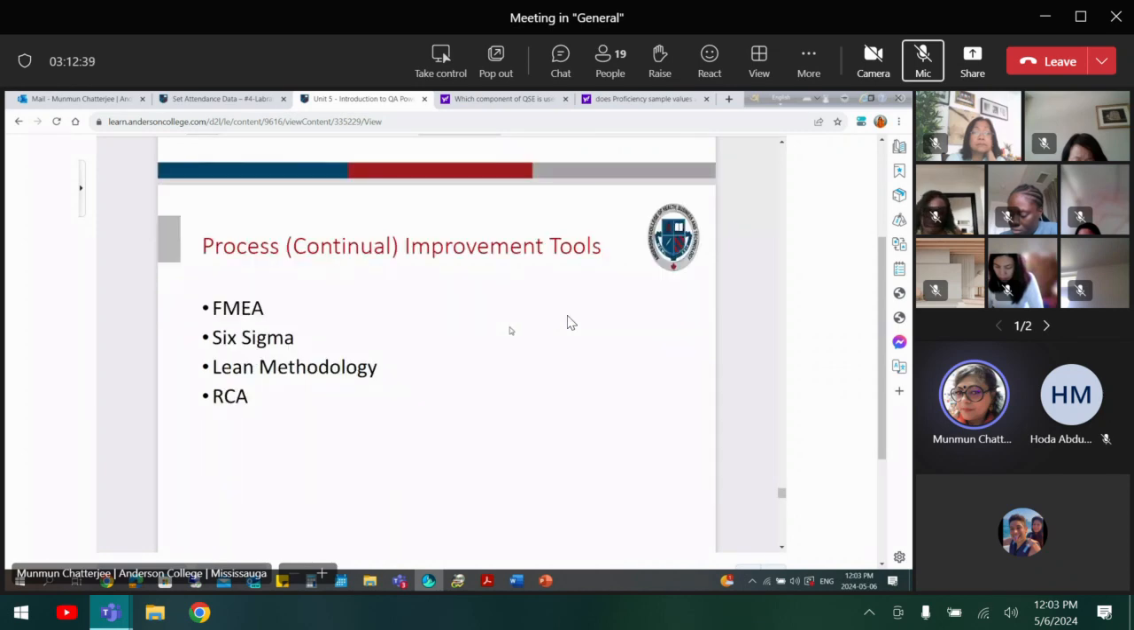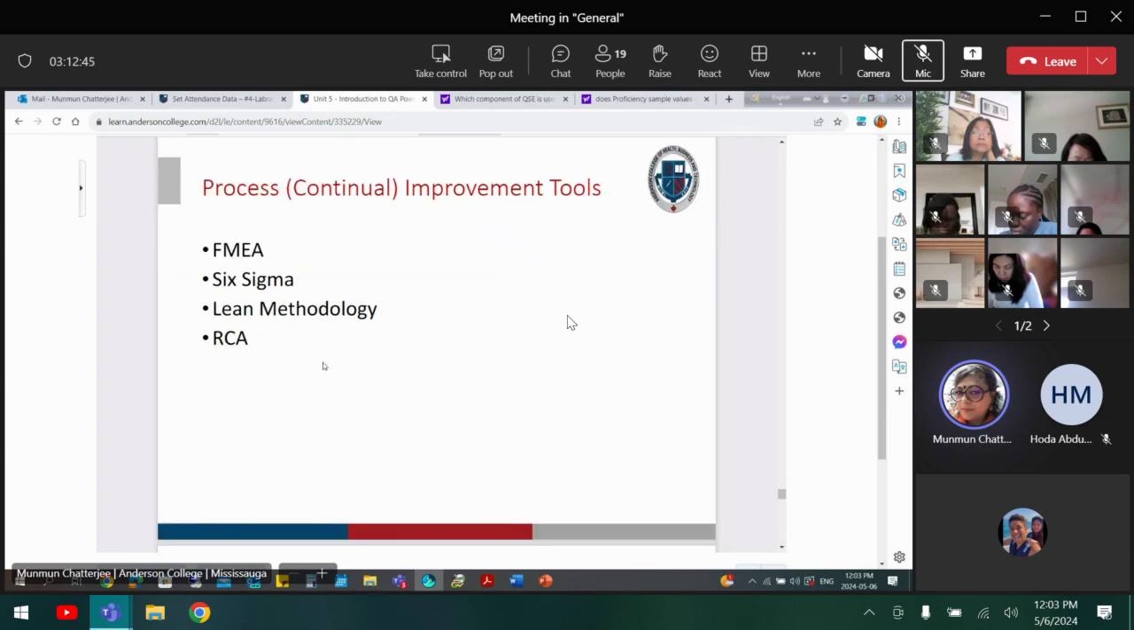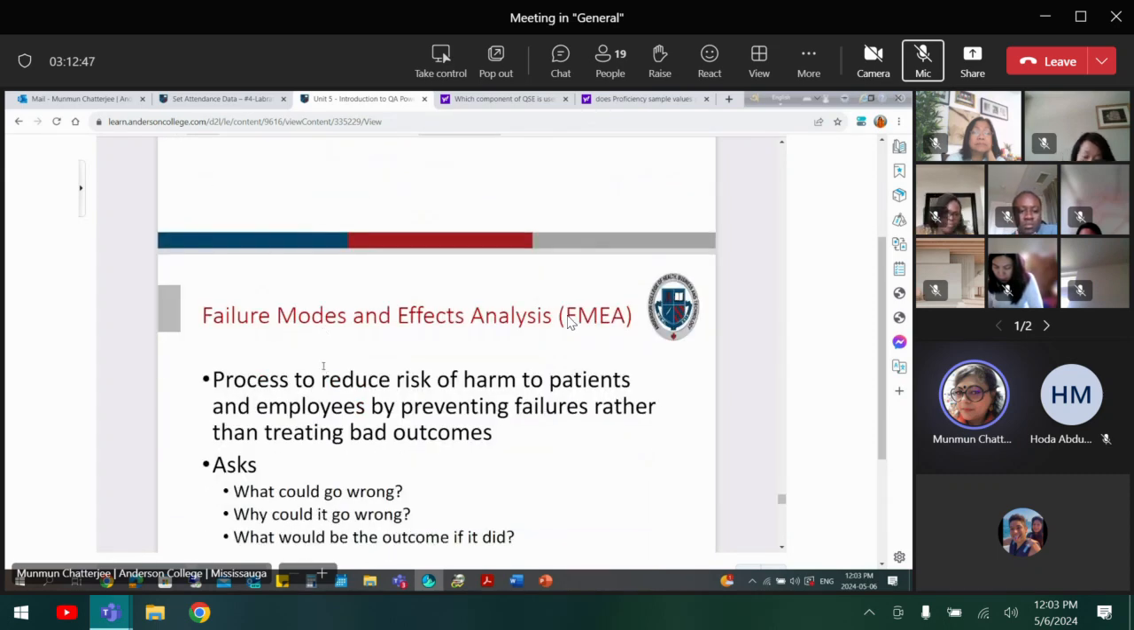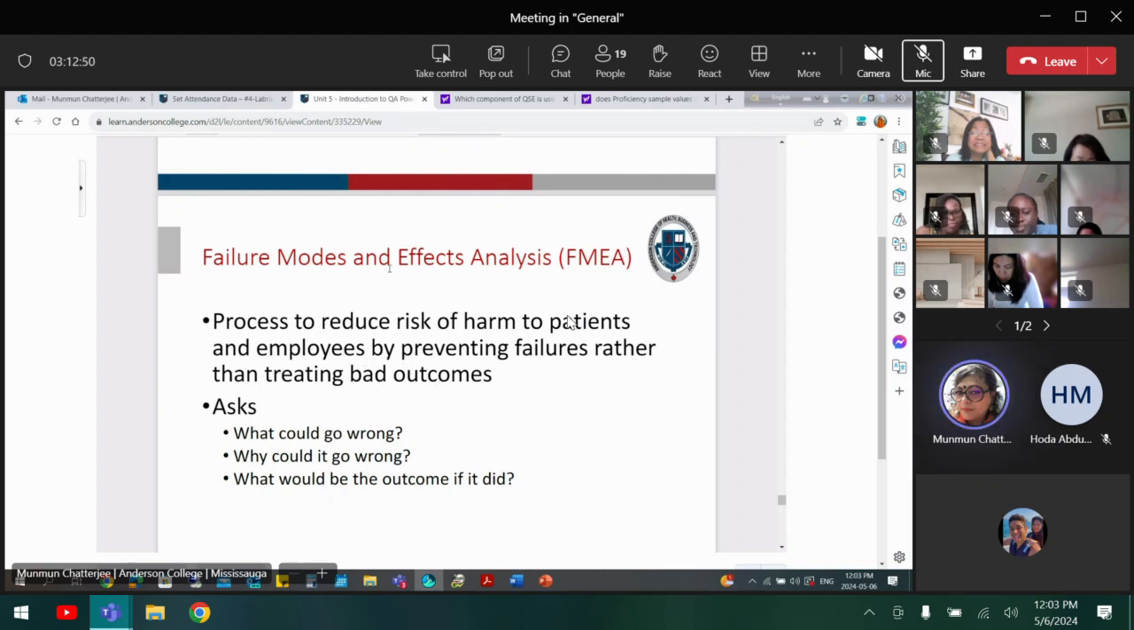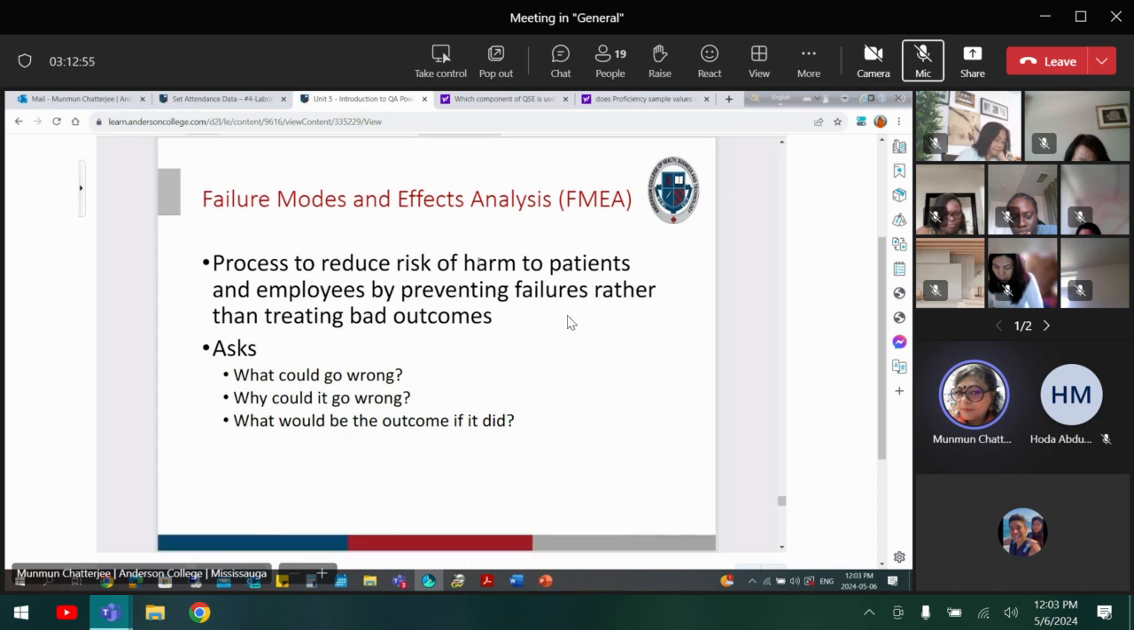Process improvement tools. I told you there are a couple of things: FMEA, Six Sigma, lean methodology, RCA. I hate all those things, but we have to learn it. Failure Modes and Effects Analysis, FMEA, is a process to reduce risk of harm to patients and employees by preventing failures rather than treating bad outcomes. What could go wrong? Why would it go wrong? And what would be the outcome of it? So that there will be no harm for the patient or for the employees.